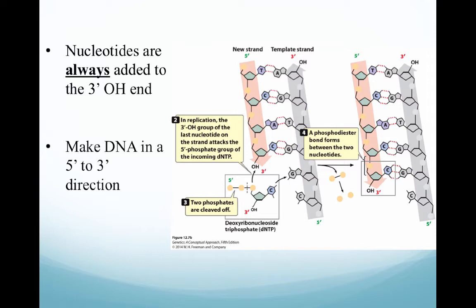With replication, as we see here, we've got our 3' OH end, and this is where we're always adding new nucleotides. The two phosphates are cleaved off so that the new nucleotide can be added on. Between the previous phosphate group and the new phosphate group is where the phosphodiester bond forms. That's how we bring these units together. So again, nucleotides are always added to the 3' OH end of the new strand, and DNA is always synthesized in the 5' to 3' direction.